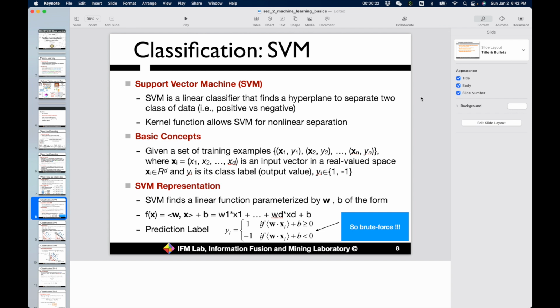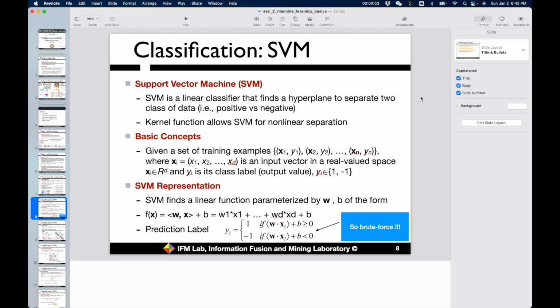So support vector machine is a linear classifier which can find a hyperplane to separate two classes of data instances, like positive versus negative. And we can further adopt some more advanced techniques like kernel functions to allow the SVM to handle the nonlinear separation of data instances, which will be beyond the scope of this section. And for the support vector machine, we have some basic concepts about the data set.